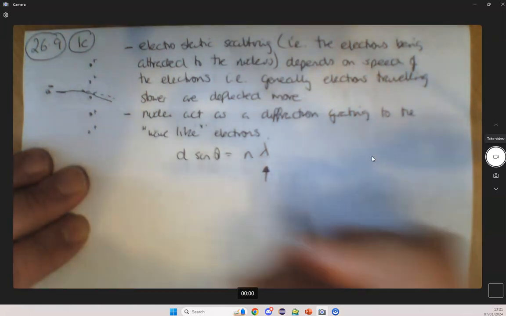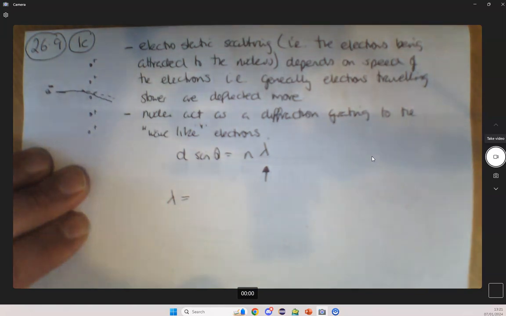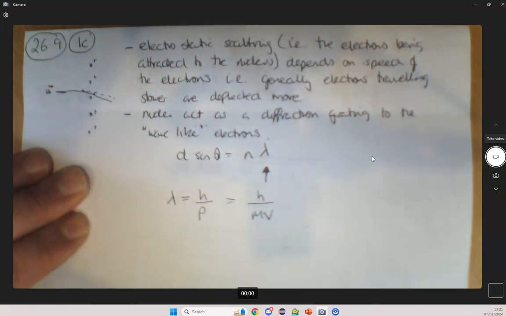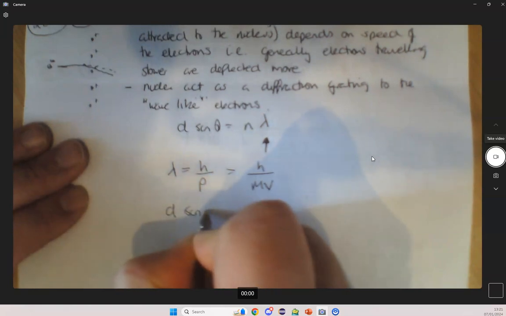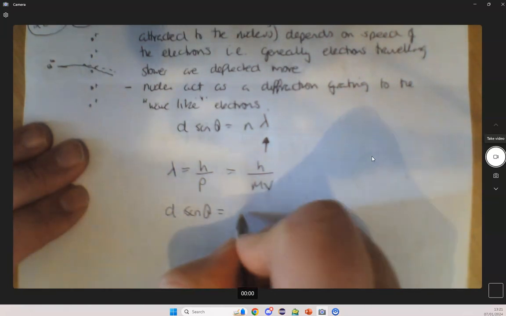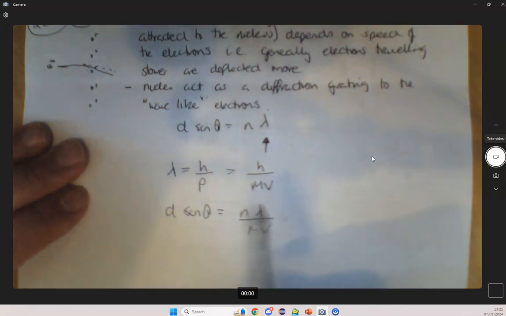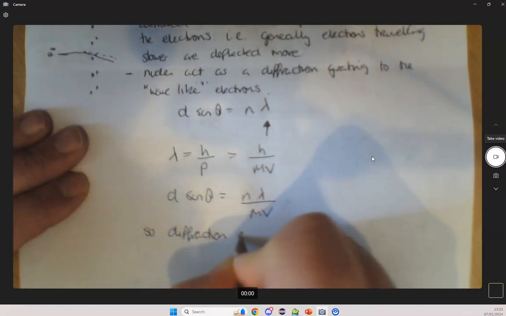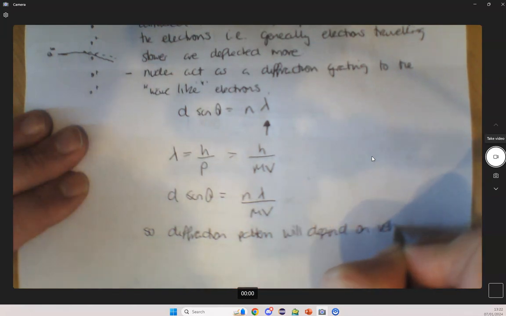We also know from the de Broglie equation that the wavelength of these electrons is h upon the momentum, which is h upon mv. So if we substitute in, we get d sin theta equals nh upon mv. So we can see again, this diffraction pattern is going to be dependent upon the velocity of the electrons.